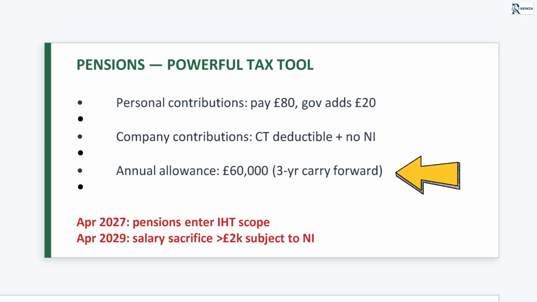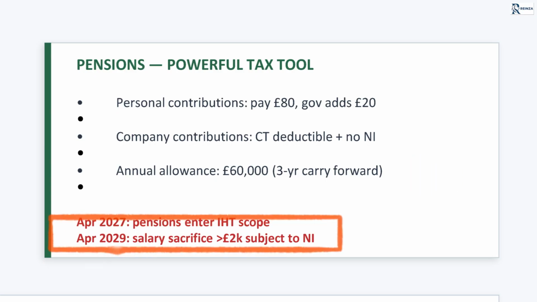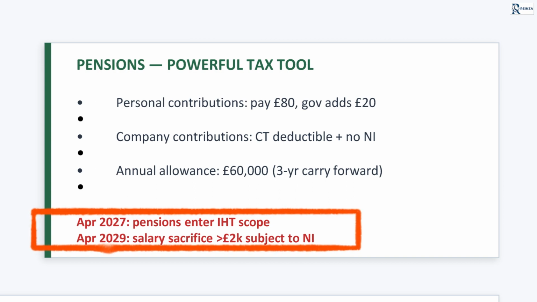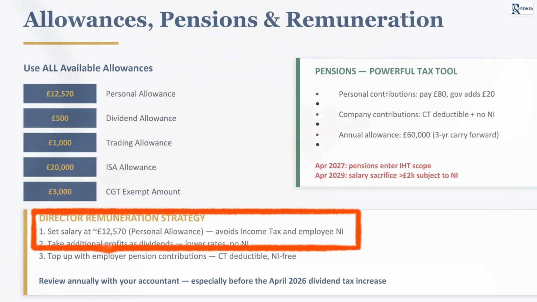However, be aware of upcoming changes. From April 2027, pensions will be included in the scope of inheritance tax. And from April 2029, salary sacrifice pension contributions above £2,000 per year will become subject to national insurance.